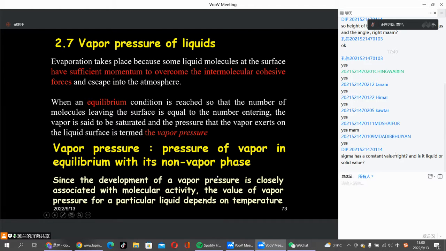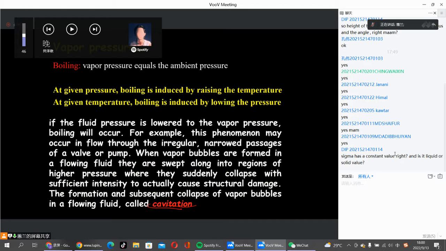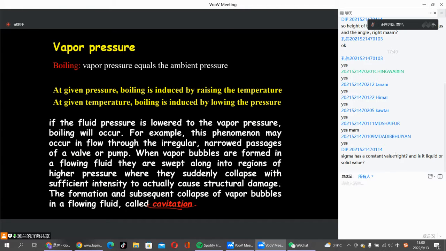Because the development of a vapor pressure is closely associated with molecular activity, the value of vapor pressure for a particular liquid depends on temperature. Yes, because we know that molecular activity is greatly related to temperature, right? And so boiling, what is called boiling? Boiling: when vapor pressure equals the ambient pressure, there will be boiling. We know that if we heat the water, boiling will happen, right? And for Chinese, we always drink boiled water. Okay, I don't prefer non-boiled water.